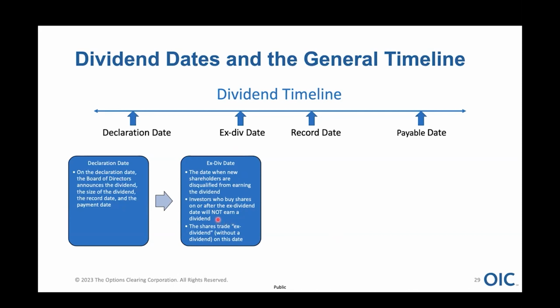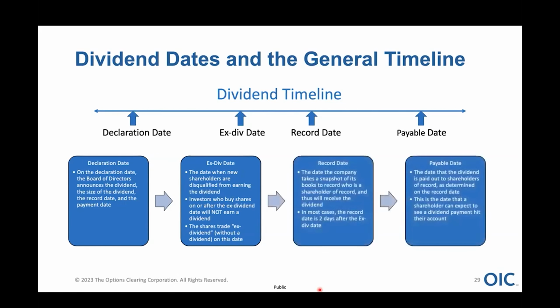On that date, the shares trade ex-dividend, or excluding the dividend, because if it's a $50 stock that pays a 50-cent dividend, tomorrow it should open up at 49.5. It's going to be trading without the dividend at 50 cents lower.